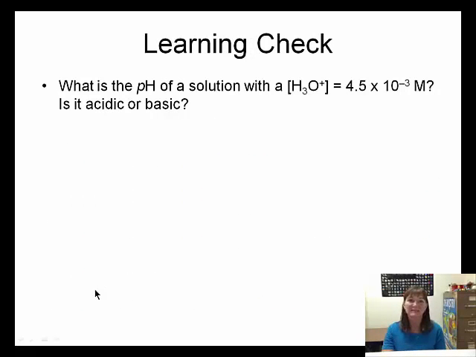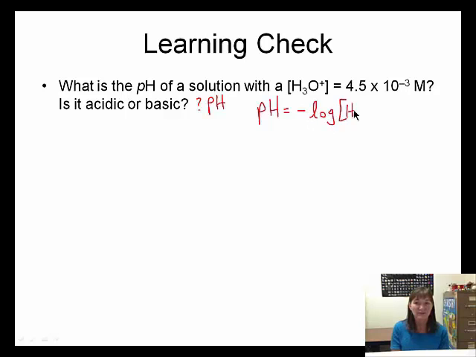Here's a learning check. What is the pH of a solution if the hydronium concentration is 4.5 times 10 to the negative 3? So this particular question is asking me for pH. If ever I'm asking you for pH, you're going to go get the formula from your information sheet. That says pH is equal to negative log of your hydronium concentration, but it shortens it to the hydrogen ion concentration. So we just have to plug everything in.